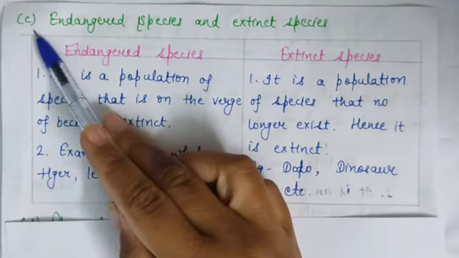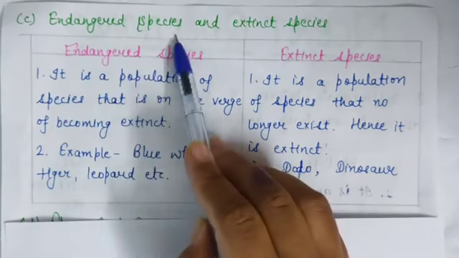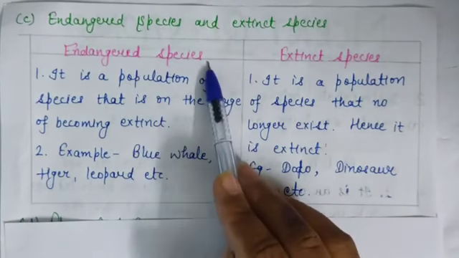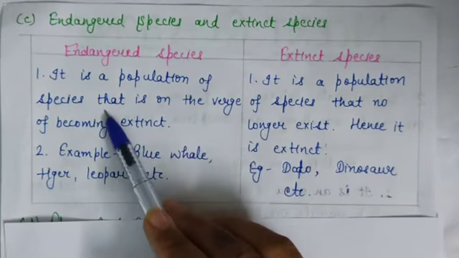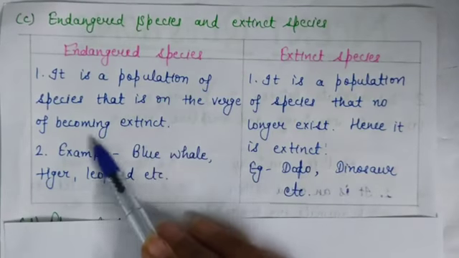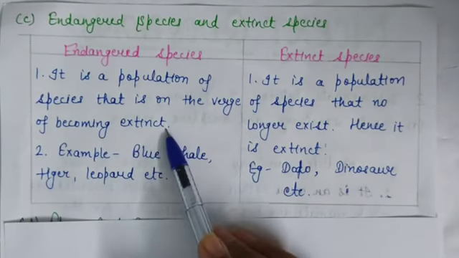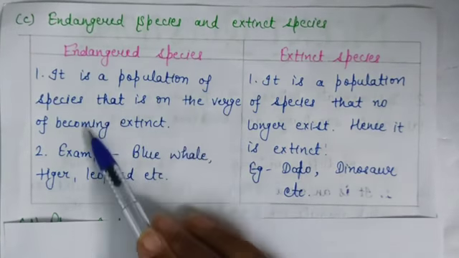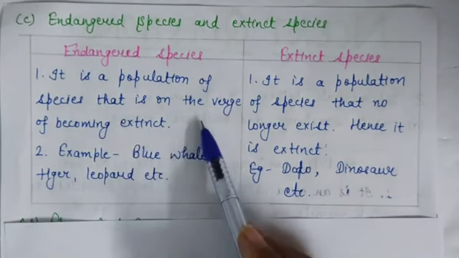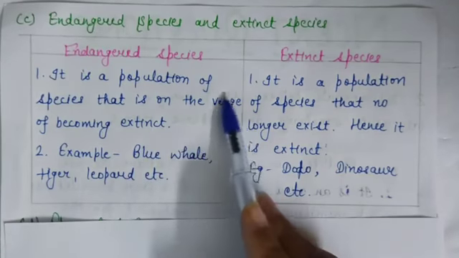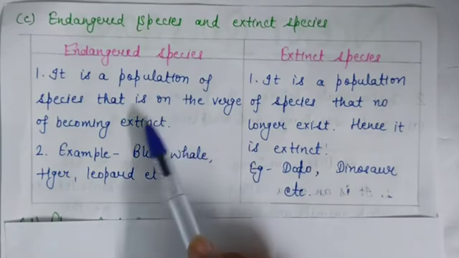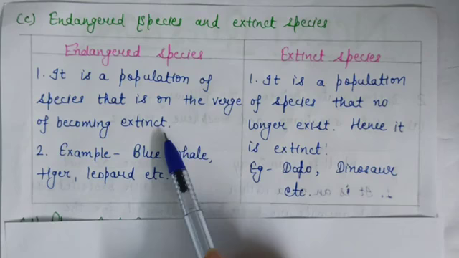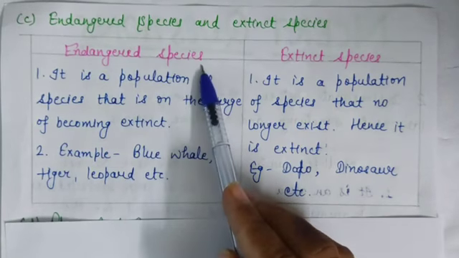C part is write the difference between endangered species and extinct species. Endangered species: it is a population of species that is on the verge of becoming extinct. It means it is a population of species that is at high risk of becoming extinct. You can write high risk in place of verge. Okay, so the species that are at high risk of becoming extinct are known as endangered species.